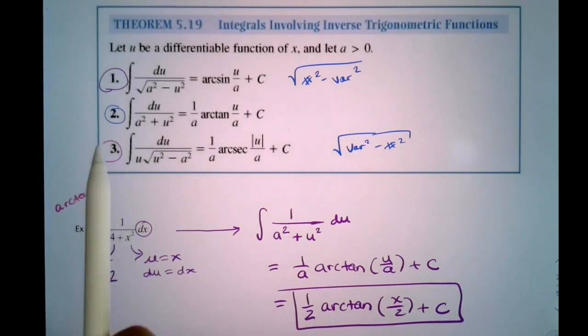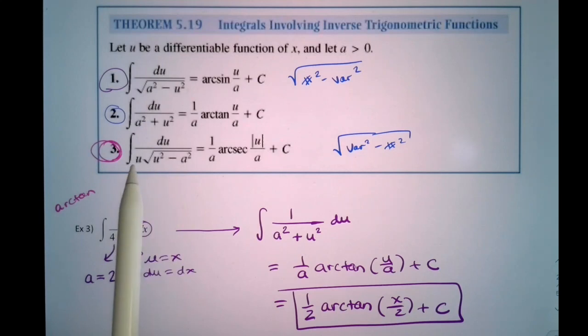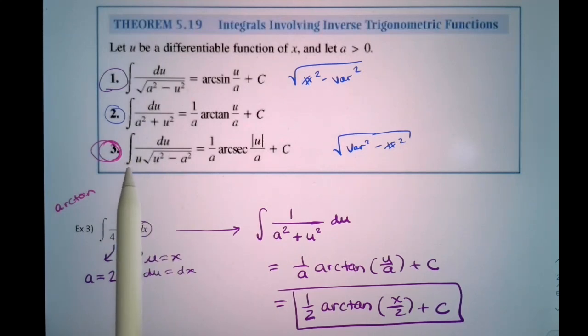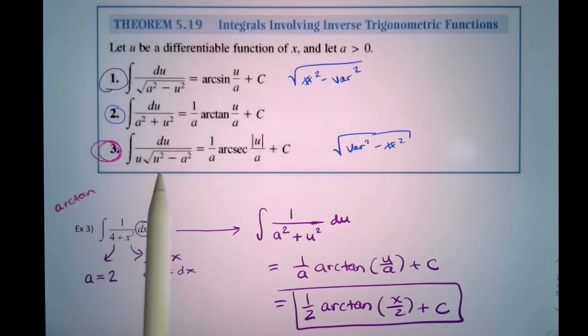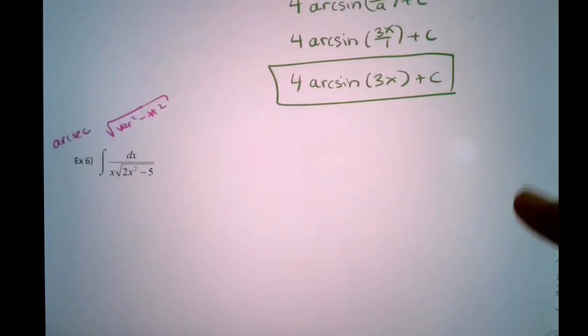I'm really going to try to match the integrand to this setup. And you can kind of see how weird it is, right? There's a u and a square root of u squared minus a squared. I don't see that in my integrand yet, but I'm hoping that with the right u and a choice, I can make it look like that.